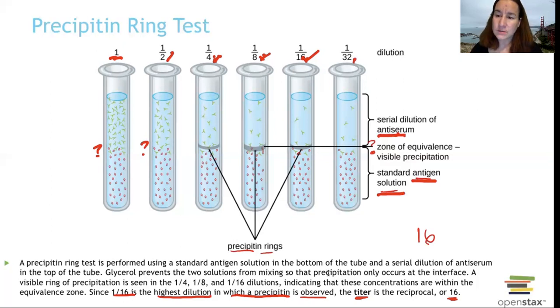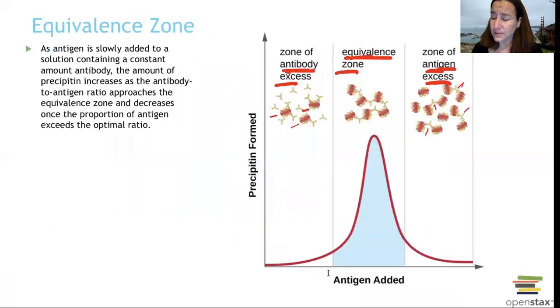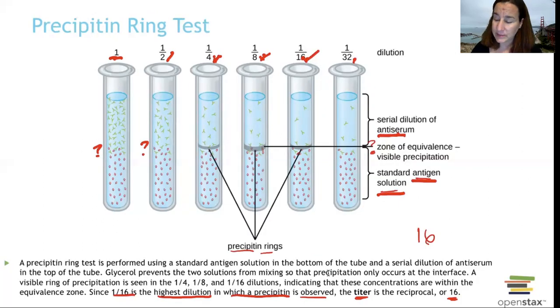So this whole concept of the zone of equivalence, where we have the proper balance between antigens and antibodies, and we form precipitin, we form this lattice work, that's going to be our red flag. That's what we're looking for in all of these tests. So we found it in the precipitin ring test. There were 3 different serial dilutions, and we go for the lowest one, which was 1/16. And so our titer is 16 in this example. That's the precipitin ring test.